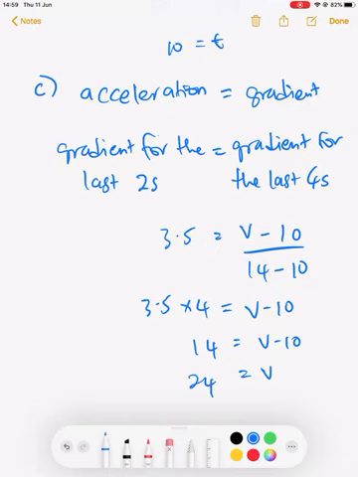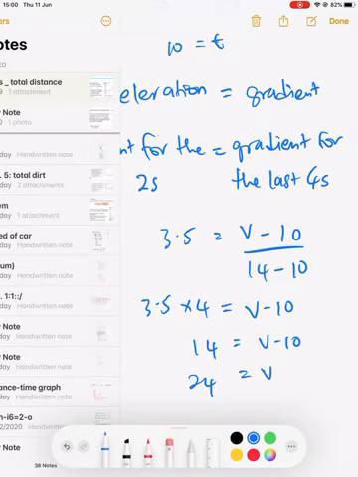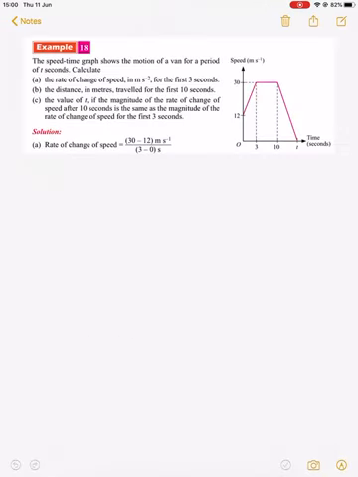Okay, so we are done with example 16. Shall we proceed with another example? Example 18. Okay, example 18 here.